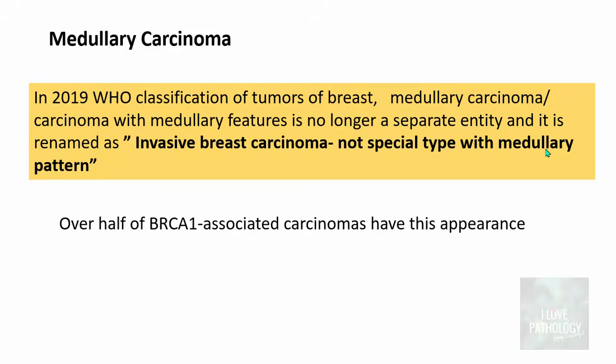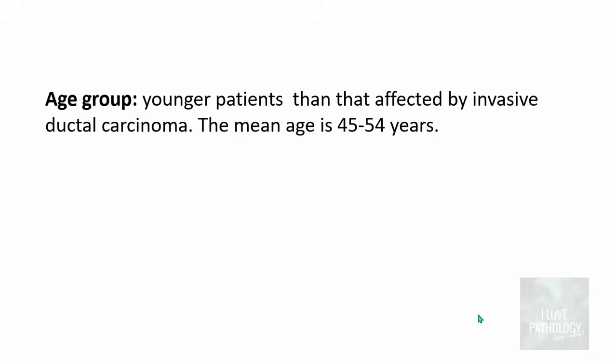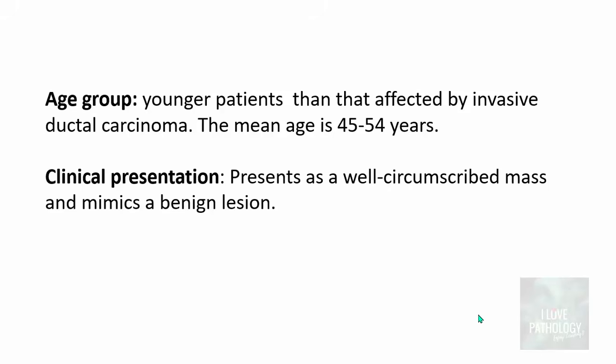Over half of BRCA1 associated carcinomas have this appearance. What happens here is that there is down regulation of BRCA1 expression, because of hypermethylation of the BRCA1 promoter. This particular down regulation is observed in 67% of these tumors. Usually they are found in a younger age group than regular invasive ductal carcinoma, NOS type. The mean age is around 45 to 54 years.